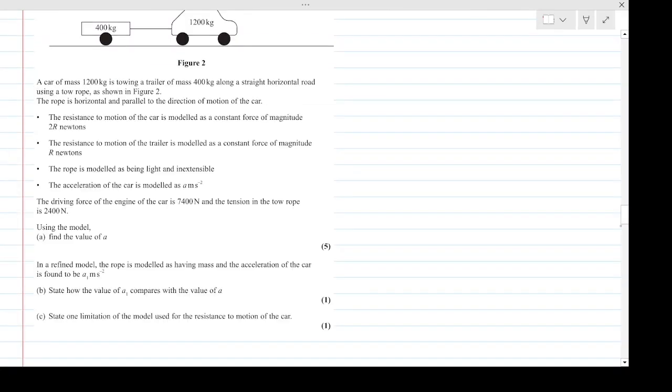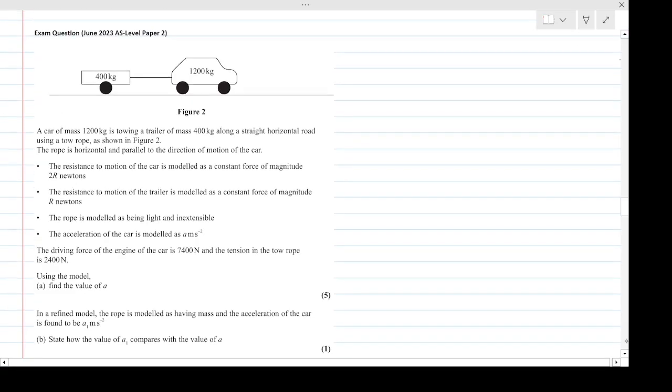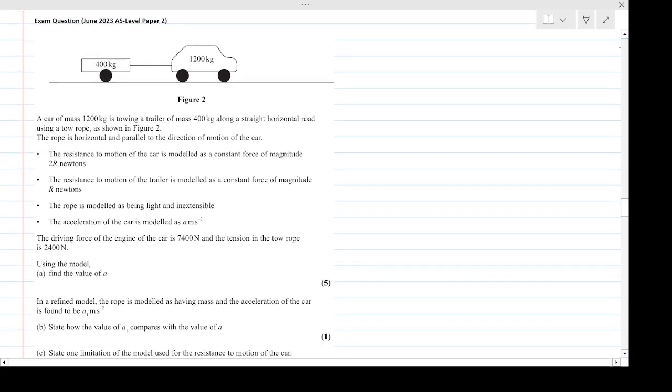So we're going to finish off with some exam questions. Again, we're just going to practice what we've learned with these questions. So again, we've got this car that's towing a trailer here. They've kindly drawn a bit of it for us actually. So we're told stuff about the forces. So the resistance to motion of the car is going to resist, so it's going to go backwards.